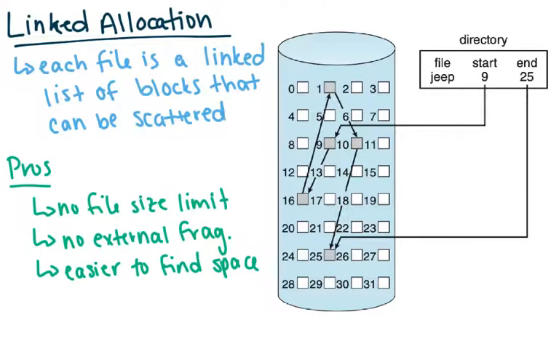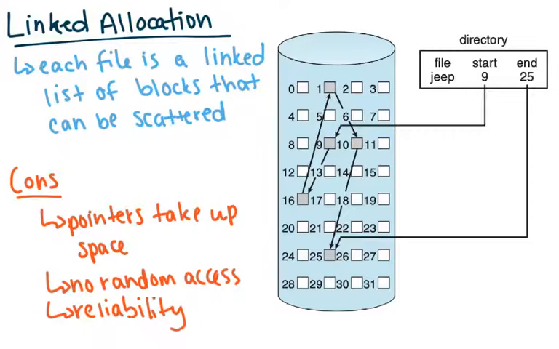Each file is a linked list of blocks, and this can be scattered. So the pros here, there's no file limit, right? Unless of course you run out of your storage completely, there's no file limit. I can always add another block onto the end if it's free. No external fragmentation because blocks can be taken from anywhere. It's not like we have holes that we need to try to fit files into. And so this makes it generally easier to find space.